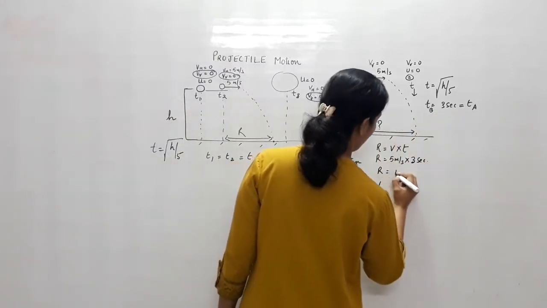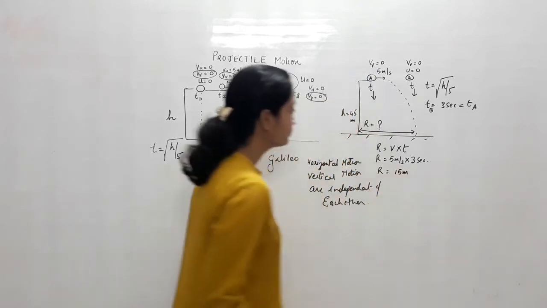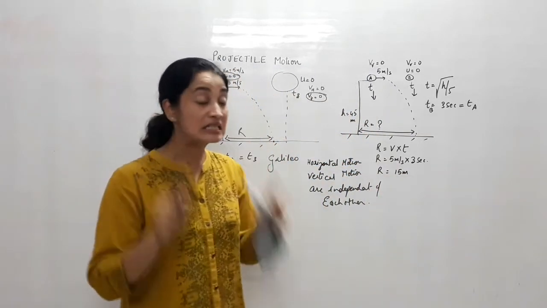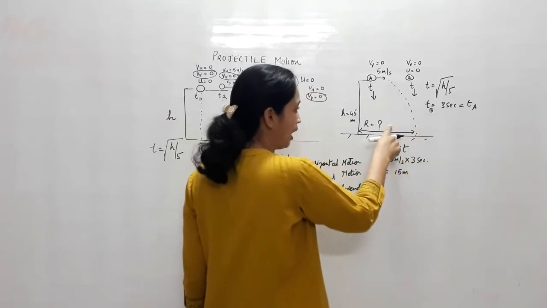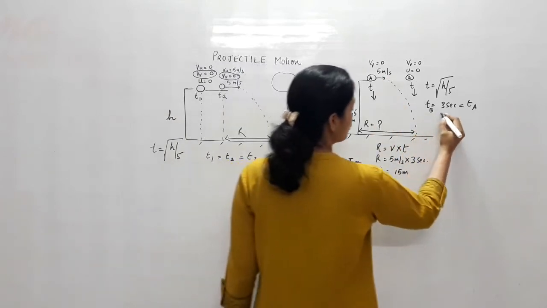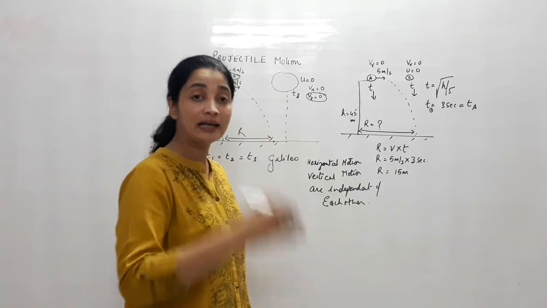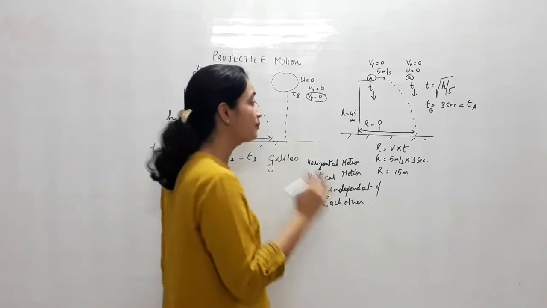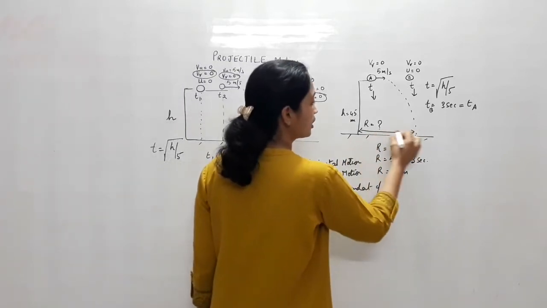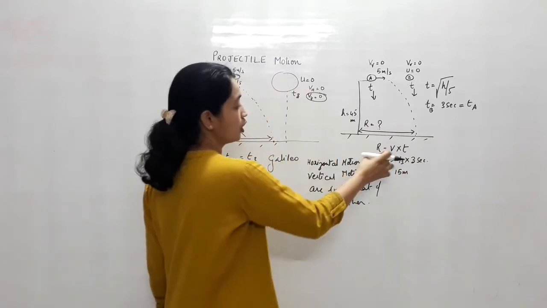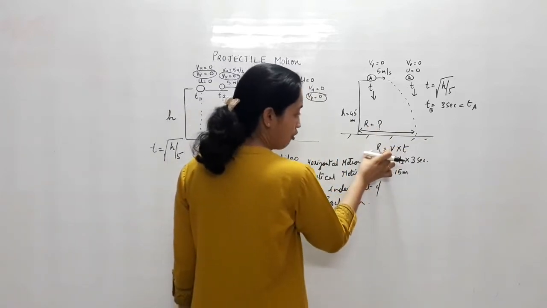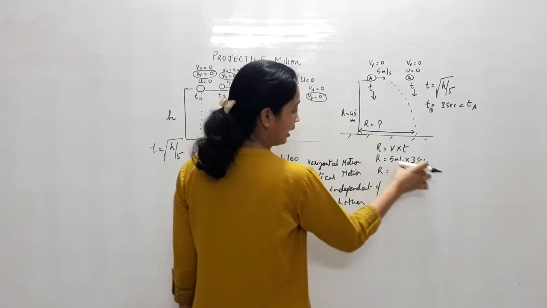So I get 15 meters. Means if it takes 3 seconds to come down, that means in 3 seconds it will cover some vertical distance. At the same time, in those same 3 seconds, it is going to cover this horizontal distance. And this horizontal distance covered will be equal to range, velocity into time, and I've got it.